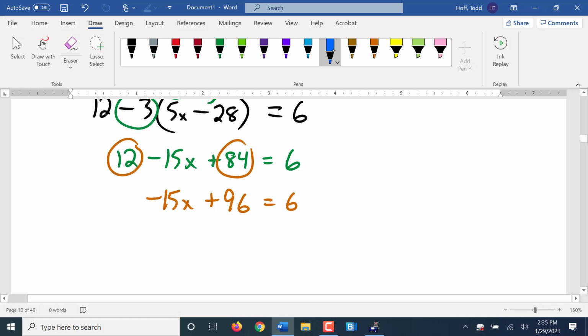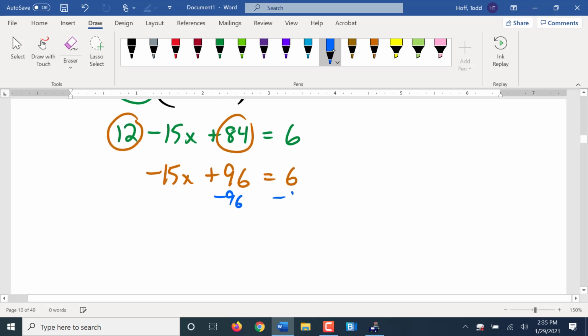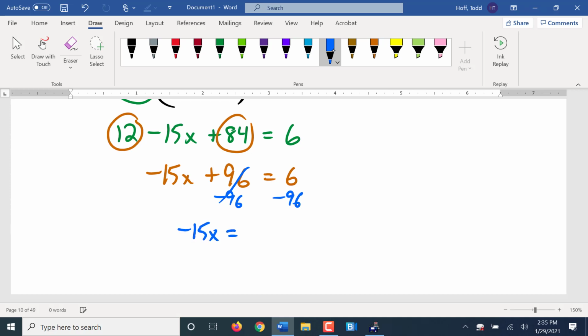We'll subtract 96 from both sides. Keep that thought. We'll come back and I'll show you how to do that. It'll still work out. So if we subtract 96 from both sides, we get negative 15x equals negative 90, and of course we would have to divide by a negative 15, not x, just negative 15, right? Giving us x equals positive 6. Negative divided by negative is a positive.